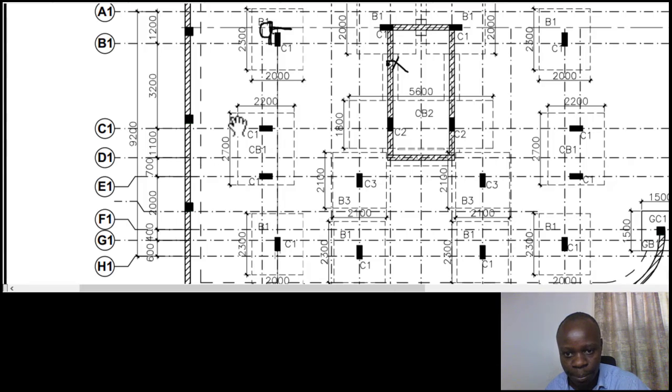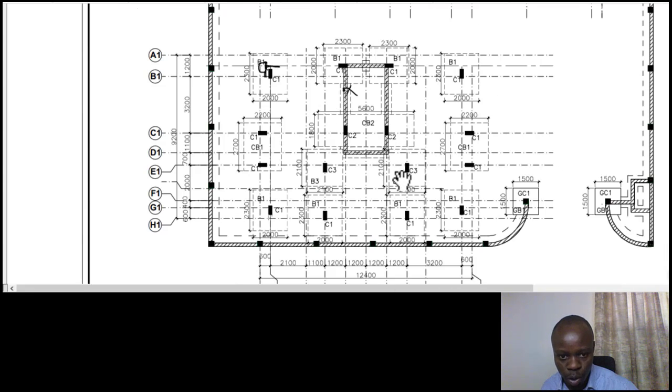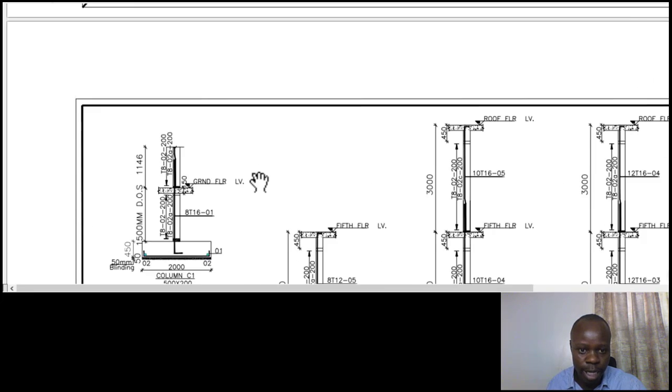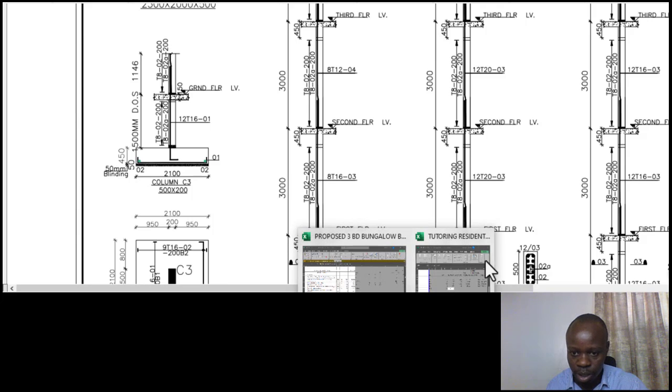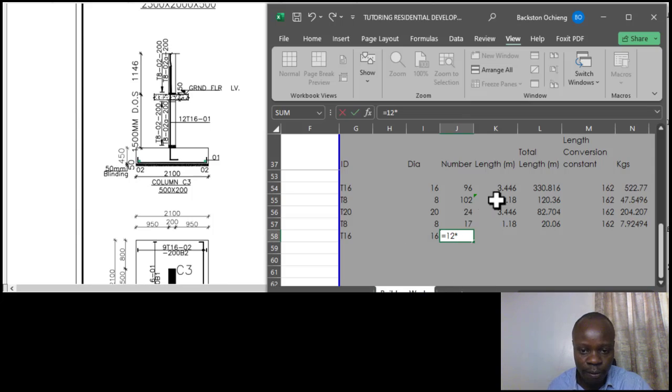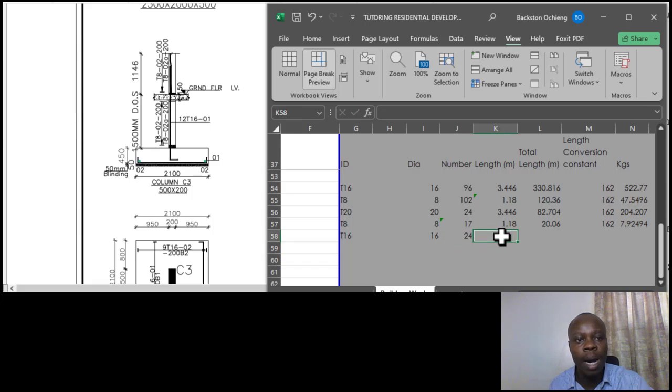Alright, column C3. So I'll zoom it out so that you are also able to help me count. Looking at this in a very quick check, C3 we only have 2. There are only 2 number for C3. Get back to our detail because that is what we are using for our calculation. I bring in my Excel, so 12 for 1 column, then times 2 columns. Alright, so those are 24 bars. The length is going to remain the same, because the height is typical all across.